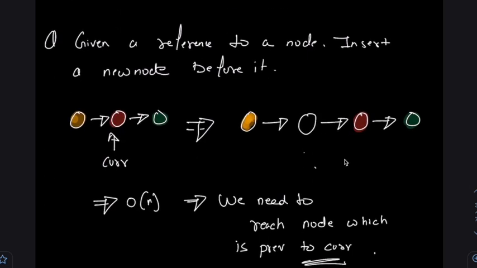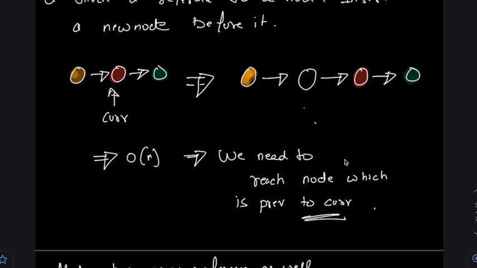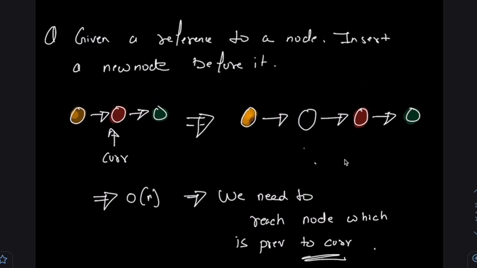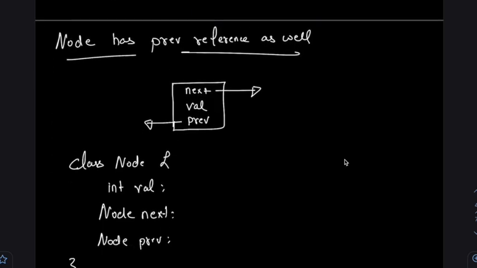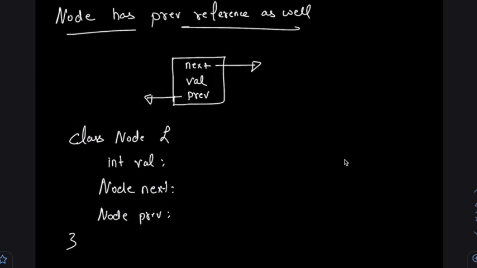Similarly, given a reference to a node, insert a new node. Again, the same problem arises. Because I can't traverse back from the current node, I need to give it a full traversal, reach the node before current, and this becomes an O of n algorithm. Both these questions teach us that linked list is awesome, but there are some restrictions, and that's why a doubly linked list was introduced.